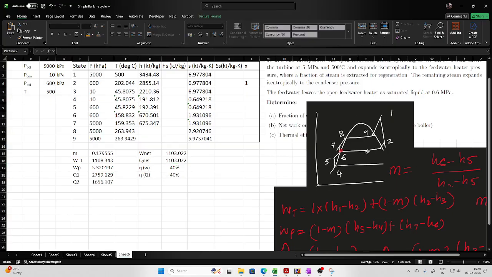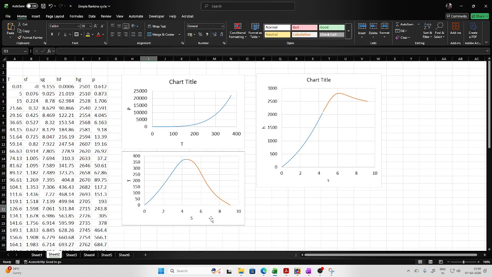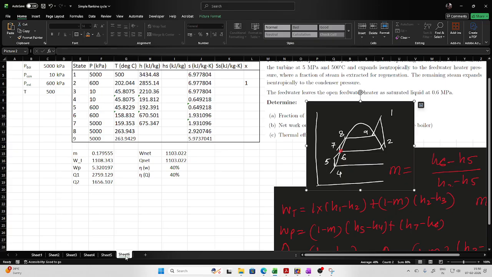And if you are interested in plotting it, we can also do it, no problem. So let us plot. Let us bring this TS diagram.